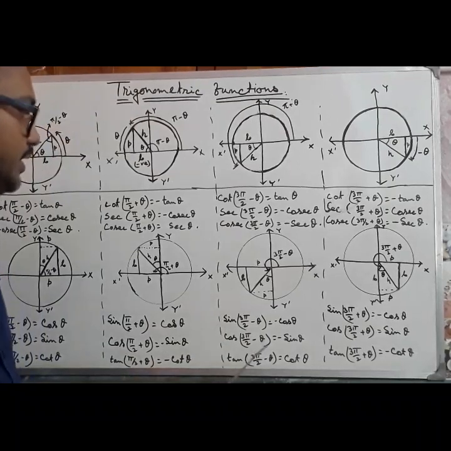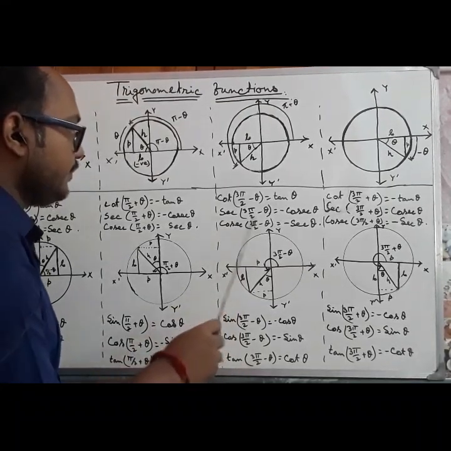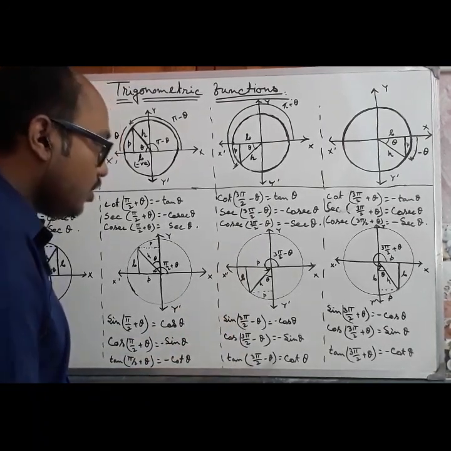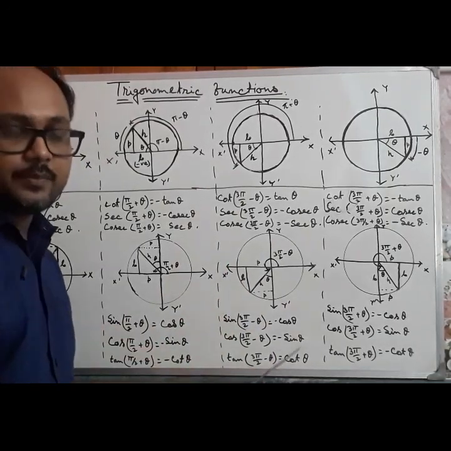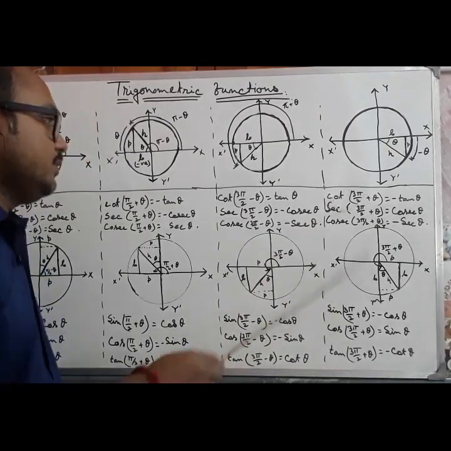Here also you see in this third quadrant, tan and cot are positive and the rest are negative. Okay, as we learned previously, in the third quadrant, tan and cot are positive, the rest are negative.